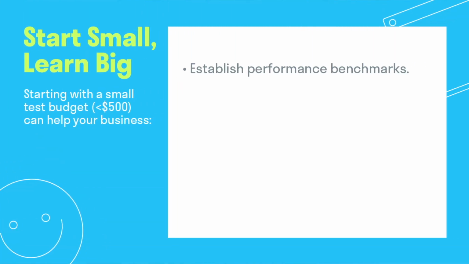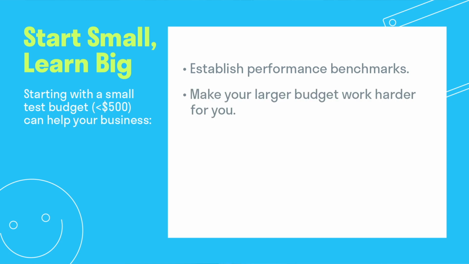Our first lesson is test small, learn big. A small upfront test campaign is something we recommend to all of our clients, especially clients who are running their first social ad campaign. It's the best way to establish performance benchmarks, and with less than $500 in spend, you can get a ton of learnings that will make your larger budget work even harder for you.